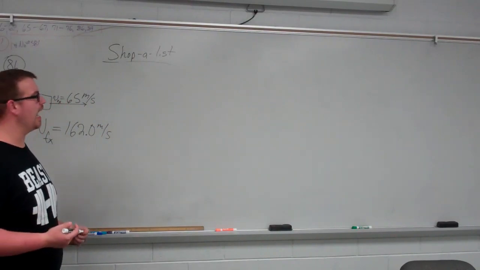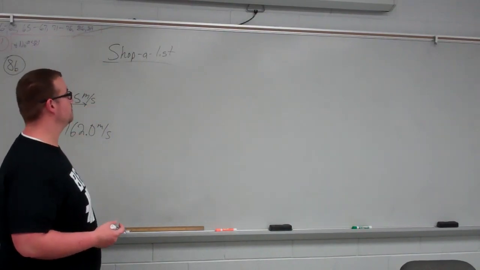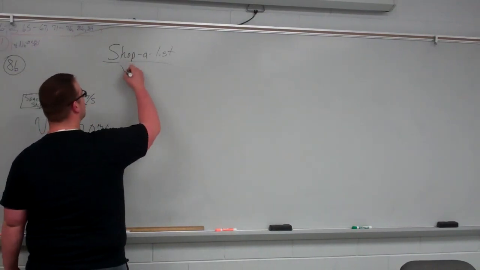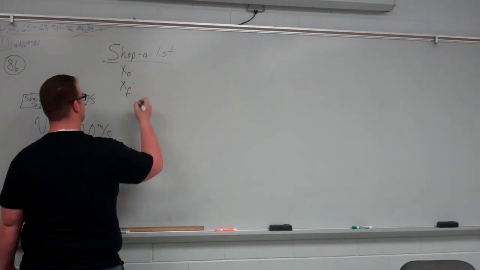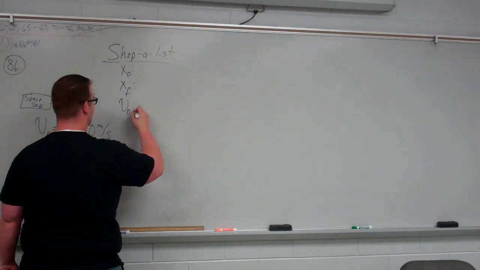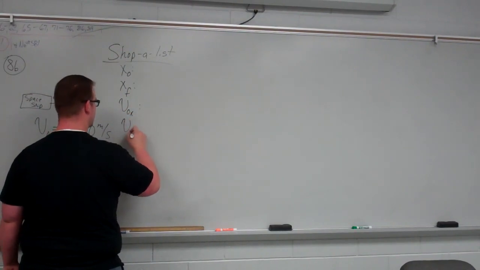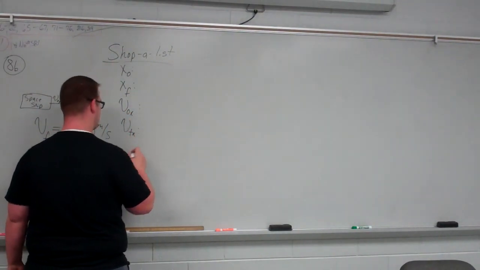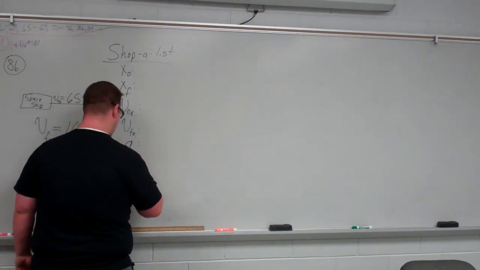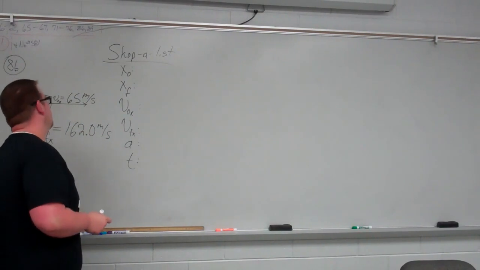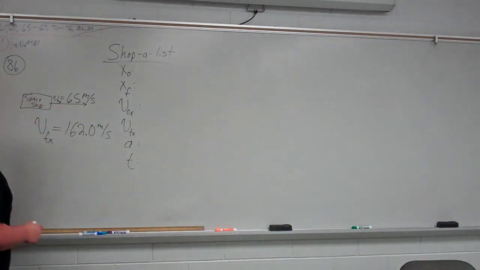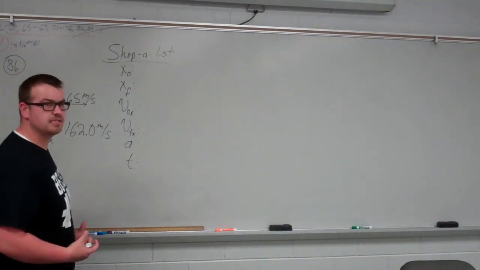So now pretty much all the information is right here. Let's start looking at our SHOPA list. Let's just fill it all in. I'm going to put my initial position, my final position, my initial velocity in the x direction, my final velocity in the x direction, my acceleration, and time. Okay, so from this, can we tell anything about what's going on? Can we start filling in some information here?